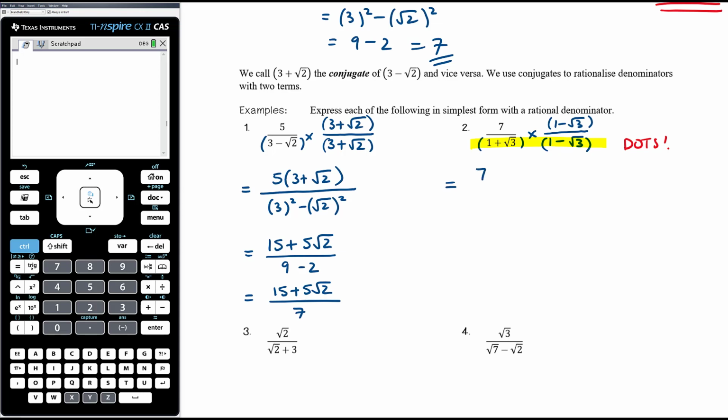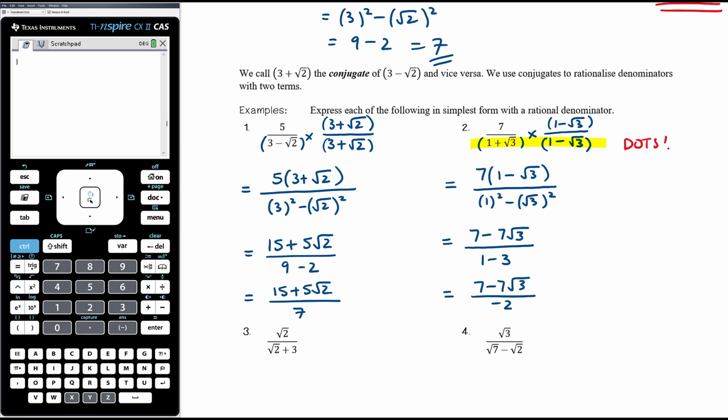As long as we multiply the top and the bottom by the same thing, we're just really multiplying by 1. So the numerator is 7 times 1 minus root 3. The denominator, we've created this difference of 2 squares by multiplying by the conjugate, and so it's going to be 1 squared minus root 3 squared. So numerator, expanding that out, 7 minus 7 root 3. Denominator is 1 minus 3. And so it is 7 minus 7 root 3 all over negative 2.